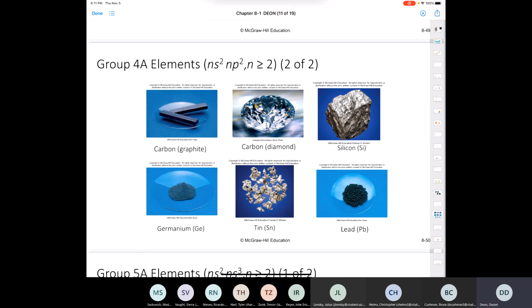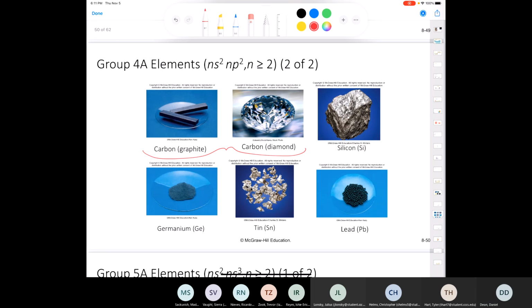Here are some pictures of the elements in group 4A. You can see the two allotropes are two forms of carbon. We see a diamond, which you're all completely fully aware of, I'm sure. And then we have carbon graphite over here, which is kind of an interesting allotrope in that it's a good conductor of electricity, which might be counterintuitive to you because carbon is a nonmetal. And generally speaking, we don't think of nonmetals as being good conductors of electricity.